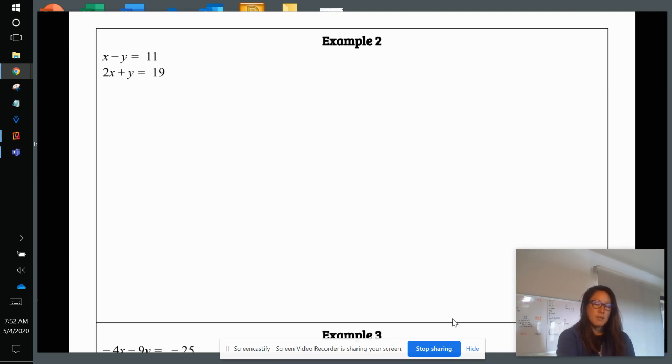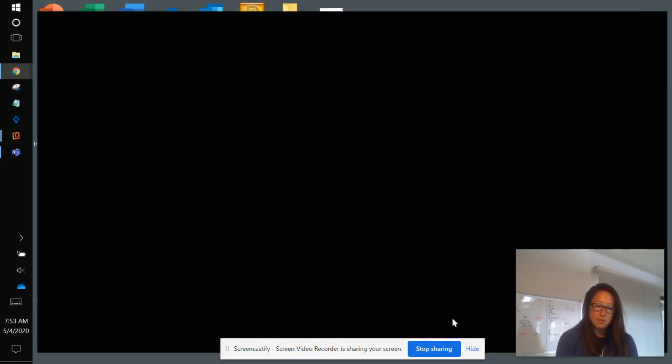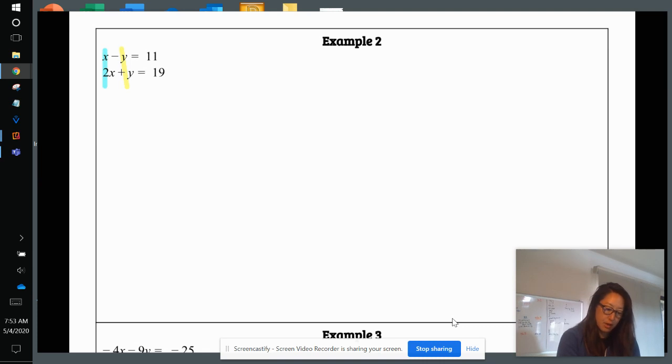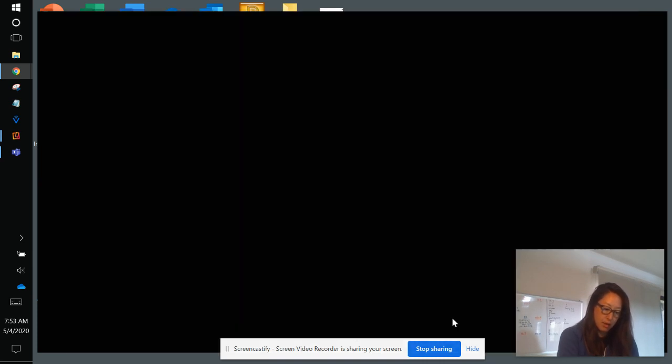Step 2, do one of the variables, x or y, have the same multiplier, opposite signs? So again, we're going to check the x's, the y's. We don't check the constants. So it looks like the y's here, I have a negative y and a positive y. So when I add those together, that's going to make a 0. Okay, so step 3. We're going to add these together.